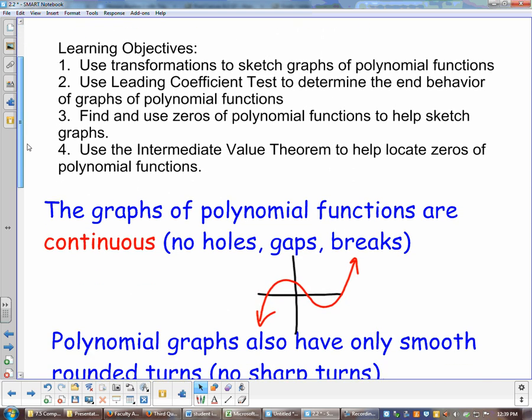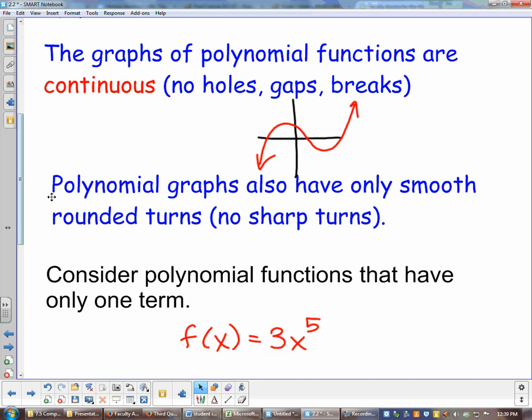All right, so just to make sure we're understanding what continuous means. The graphs of polynomial functions are going to be continuous. That means no holes, no gaps, no breaks. So they're nice, rounded, smooth kind of curves, no sharp turns.